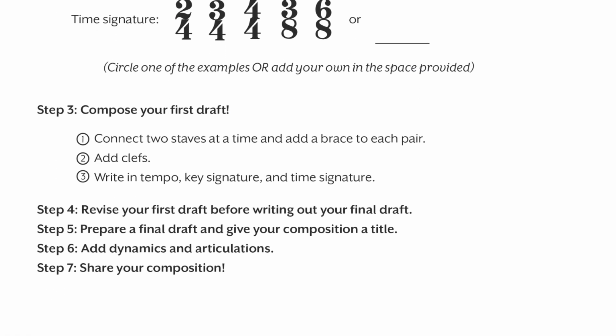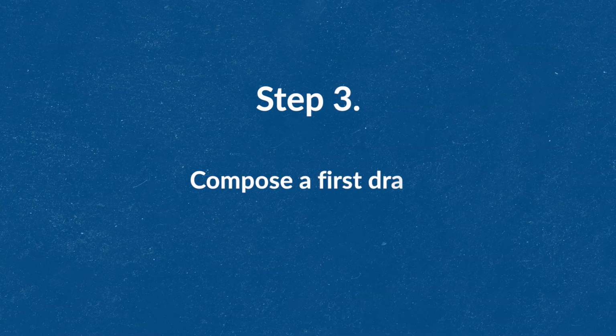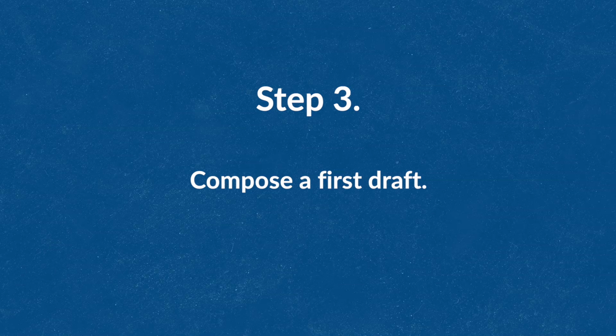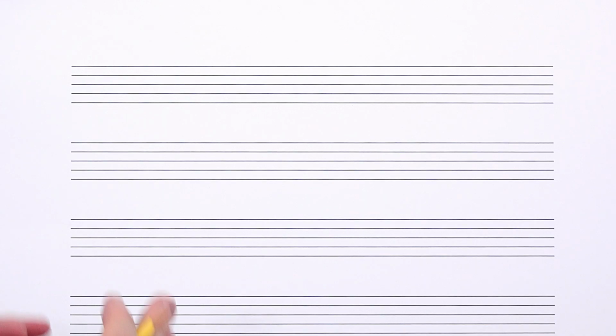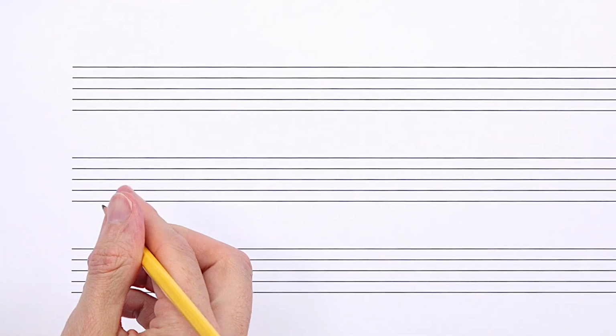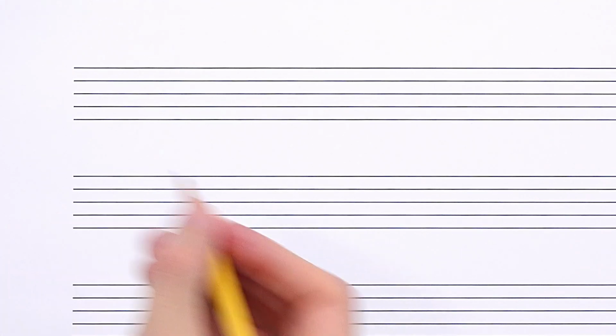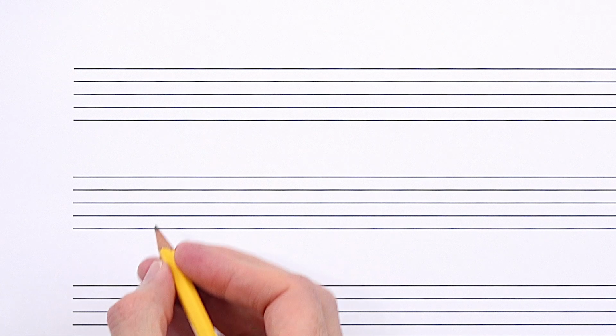Step 3. Now the fun really begins. It's time to compose your first draft. A composer begins with a blank piece of staff paper like this. A whole world of possibilities is open to you with this blank piece of paper. So let's set up our grand staff. And please try this yourself on your own blank staff paper at home.